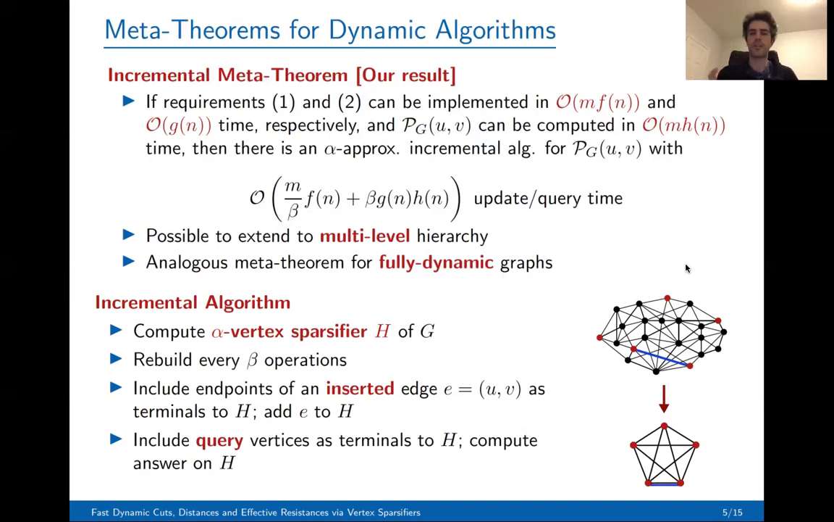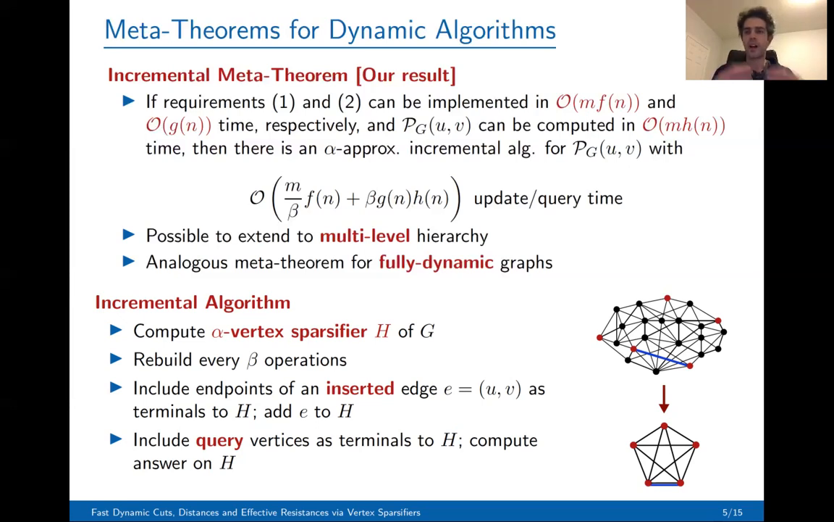And whenever I get an edge insertion, the key operation here is that I declare the endpoints of this edge to be terminals in the Sparsifier. Once they are terminals, I simply add the edge to the Sparsifier. Similarly, when I have a query involving two vertices, for example, what's the shortest path between S and T, I take S and T, declare them as terminals in H, and then compute the answer in H. By this simple algorithm, you can show that the trade-off claimed in the incremental meta theorem can easily be achieved.